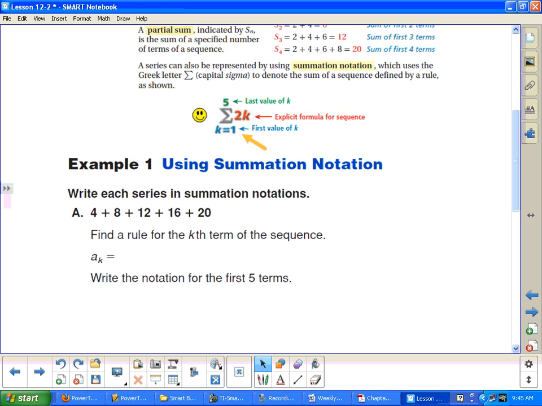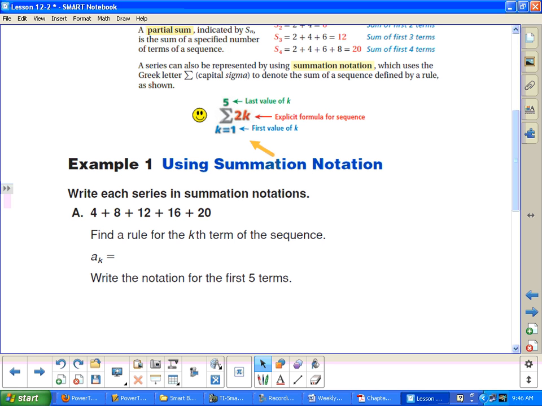And then we have the explicit formula or the function that we're going to use to calculate. So what this means is I'll put 1 in for K, find that number, put 2 in for K, 3 in for K, 4 in for K, 5 in for K, and then we will find those values and add them up. I would say it this way: this is a sum as K goes from 1 to 5 of 2K. That just means I start with the first number 1 and use all the numbers up to 5, put them in for K, find those values and add them up.